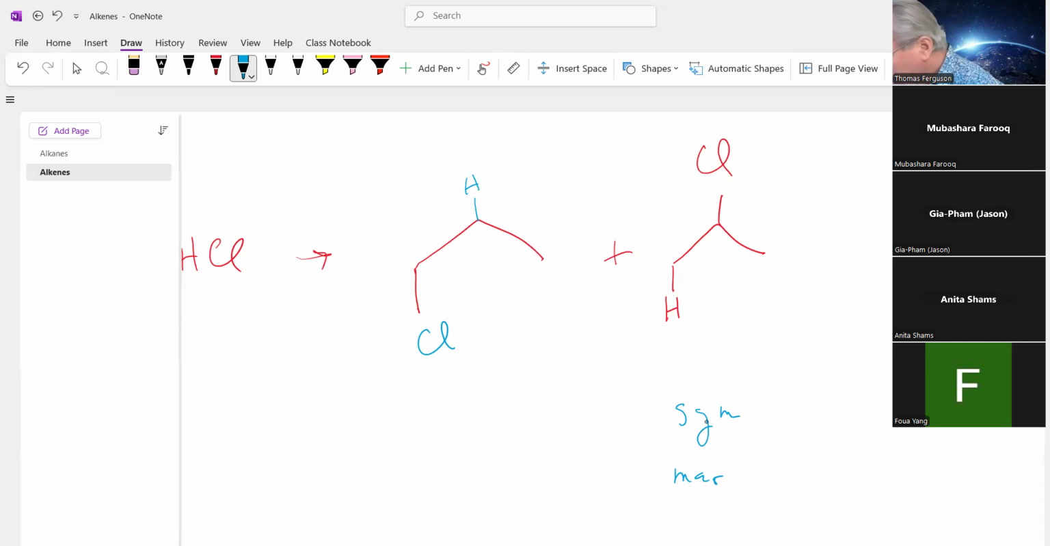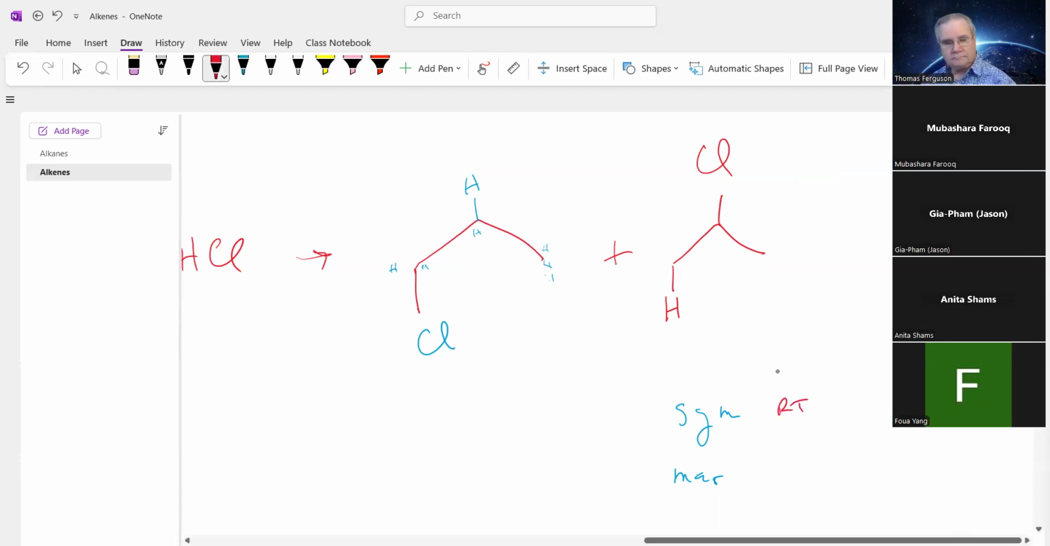And don't forget there are H's around here. There's an H there, H there, H there. So which is more symmetrical, left or right? And for you shy ones out there, it's the right one. So far the right one is more stable.